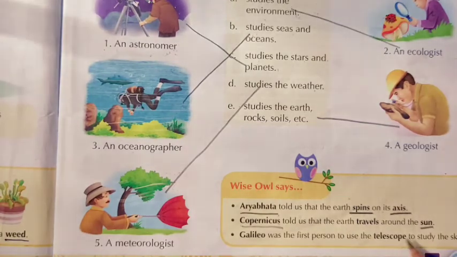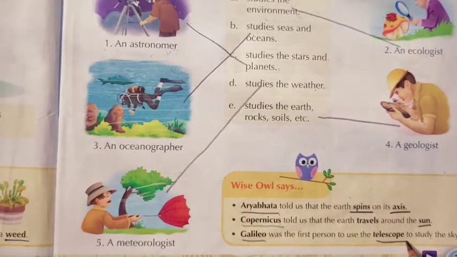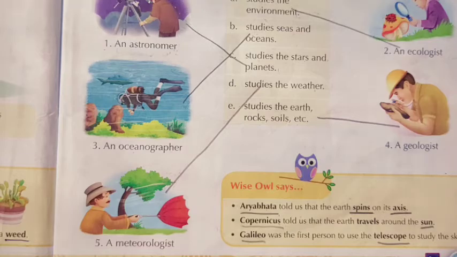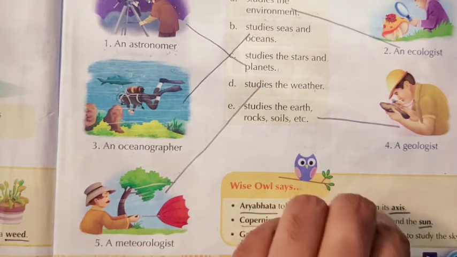The next one is, Galileo was the first person to use the telescope to study the sky. Okay, do you know what a telescope is? Telescope means an instrument used to see distant objects. So just underline these words, Galileo, telescope. Okay, let's go to the next topic.